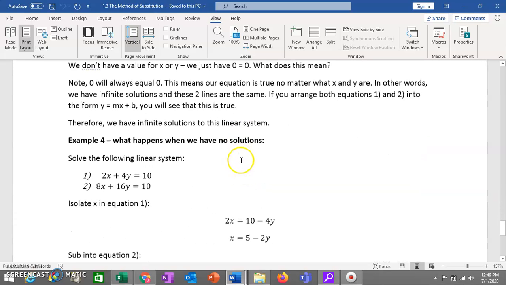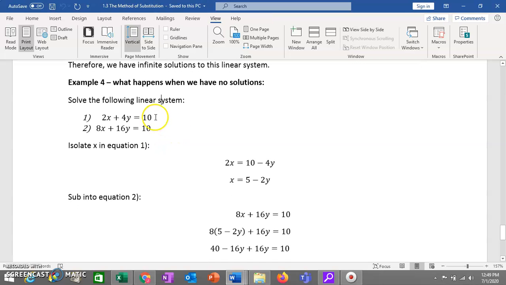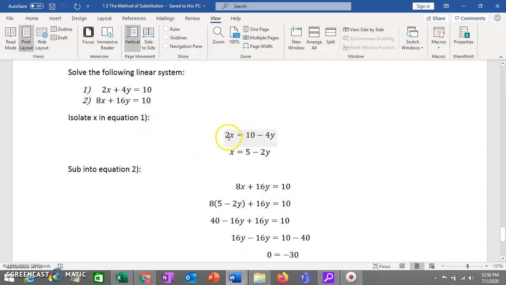Okay, but what if you have no solutions? So here I've given you two lines that are parallel. They have no solutions. You're going to see that you get something similar happening. So same thing, I'm going to take one of these two lines and isolate for one of the variables. I'm going to isolate for x because, again, that's easier. Everything here can be divided by 2. 2x equals 10 minus 4y. So I'm just rearranging this first equation, and I get x equals 5 minus 2y, right?